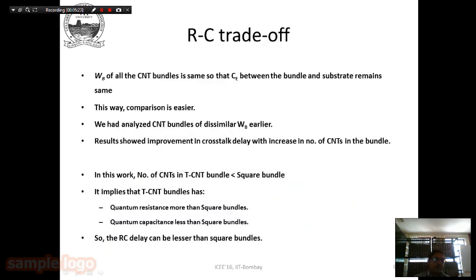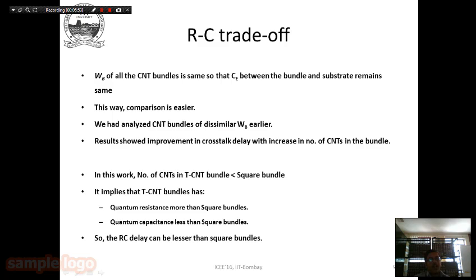So what is the advantage of using the triangular CNT bundles? Is it advantageous in terms of RC delay, or what is the RC trade-off that we need to see? One of the important things to see here is that the width of the bundle is the same for both square and triangular bundles, because the electrostatic coupling capacitance between the bundle and the substrate remains the same, which is very easy for comparison.